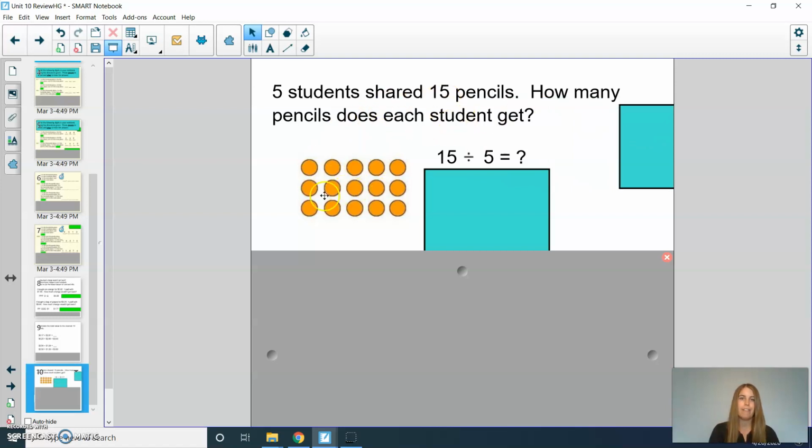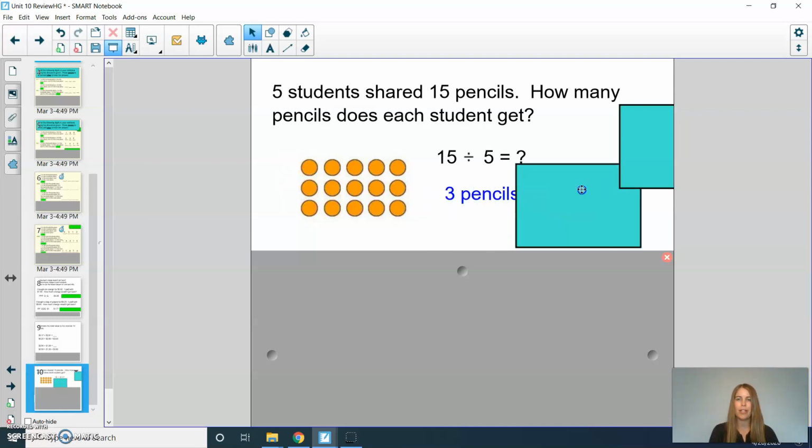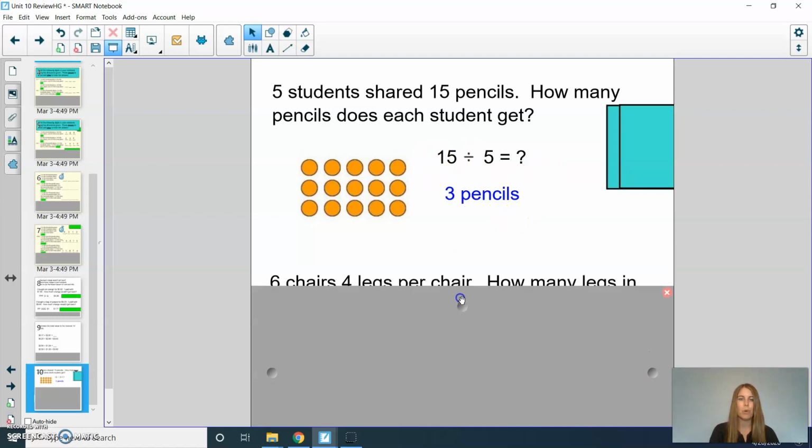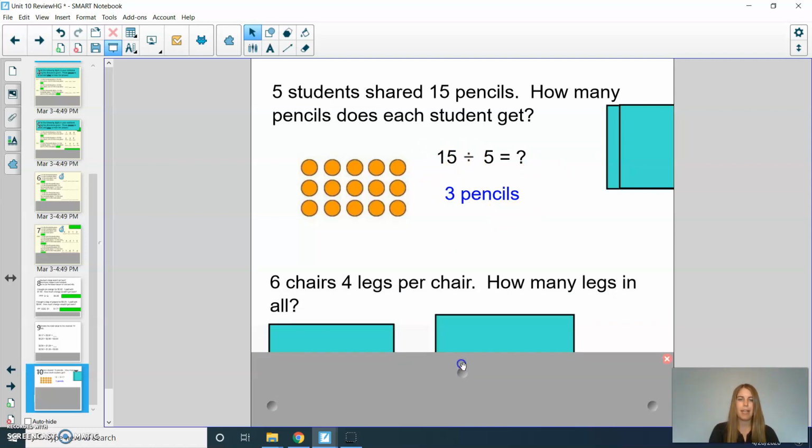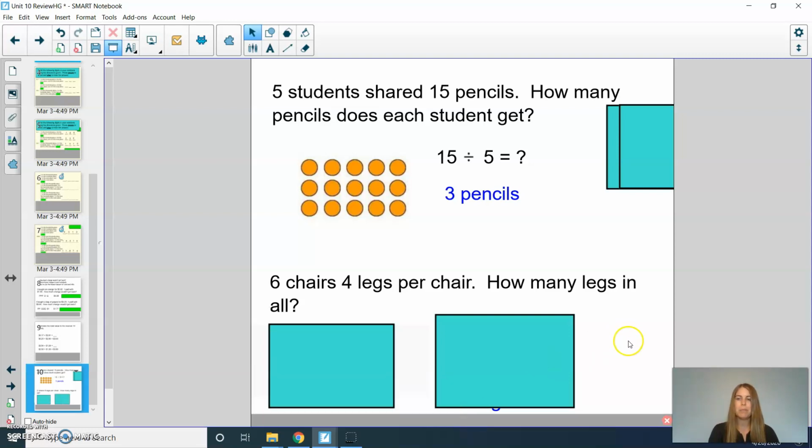So again, if I have 15 as my whole, and I want to divide these into 5 equal groups, notice how many are in each group. If you said 3, you are correct. The answer would be that each student would get 3 pencils. Let's try one more. This time I have 6 chairs and there's 4 legs per chair. How many legs in all?